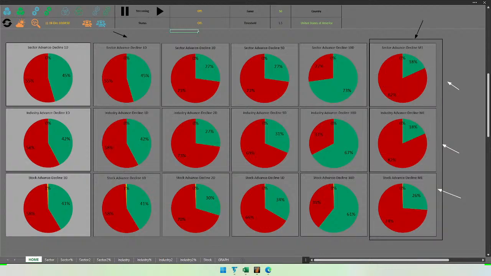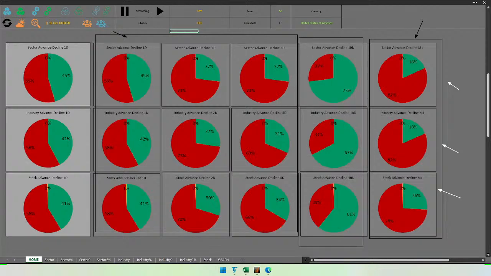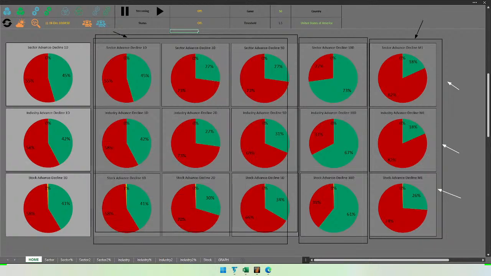1 month is bearish. 5-day is bearish. 2-day is bearish. Even 1 day is bearish. Only 10-day is bullish. 1 day, 5-day, 2-day, they are bearish but not extremely bearish. Friday, for example, 55% of sectors were down, 58% industries were down, 58% of stocks were down. Not oversold. Oversold would be more than 80% bearish.